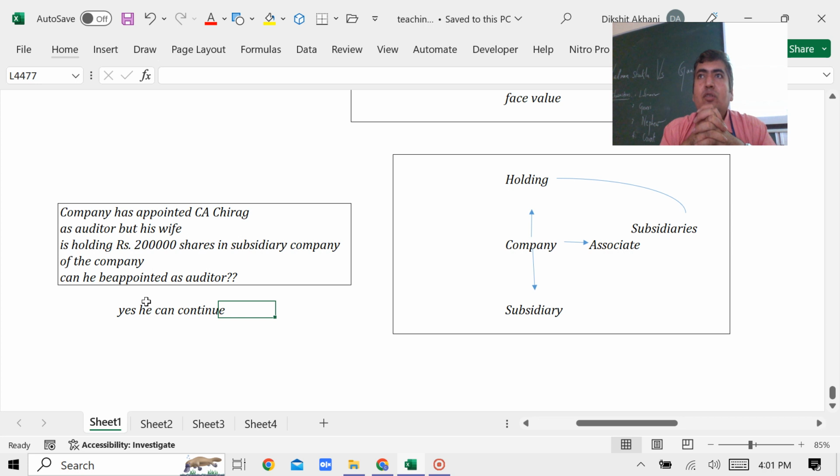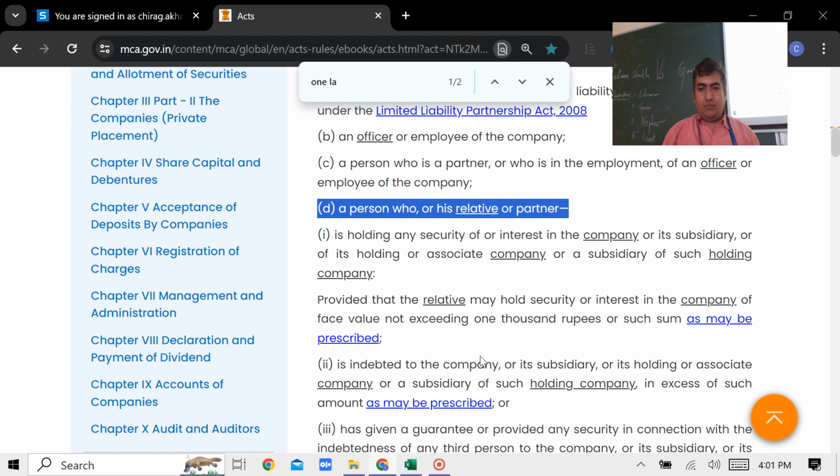So what if I tell my wife, please dear, don't hold it, it is affecting my auditorship. And what if I made her sell 1 lakh rupees of shares then? Then it's allowed. But this should be done within what time? Within 60 days. Okay. So guys, please read this point. I would like to bring that to your notice.